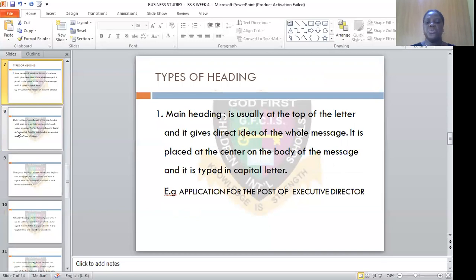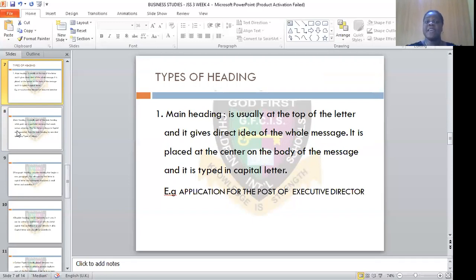Then that moves us to types of heading. Whenever you are writing a letter, you might have noticed that there are some specific headings there, and there are some headings that come along the line. All these headings have names, and we're going to unfold it one after the other. The first type is main heading. Main heading is usually at the top of the letter. That's why they said main heading.